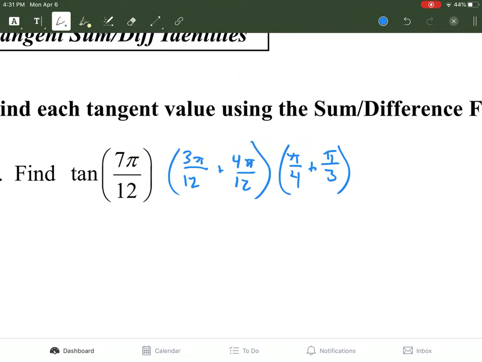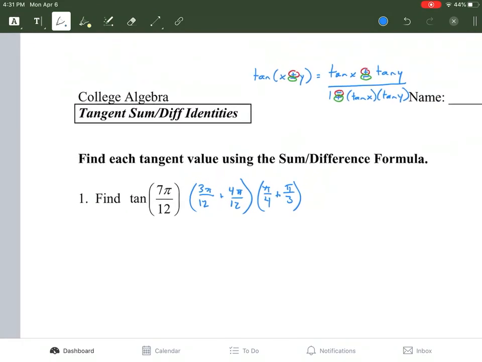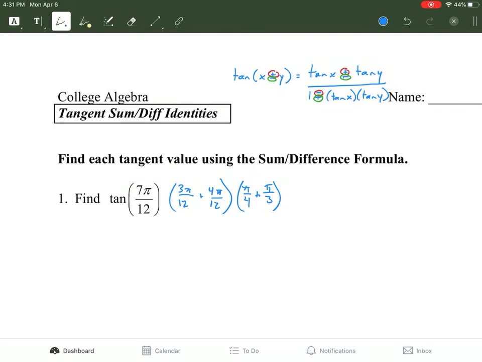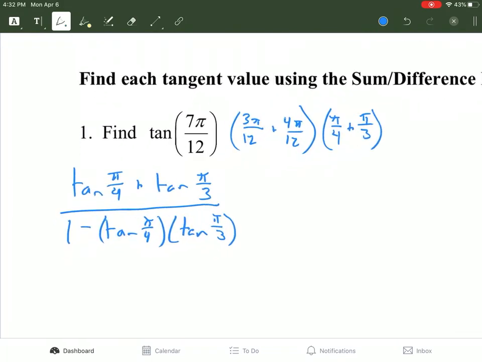All right, so now we can put this into our formula. So here we go. It's going to be the tangent of pi over 4. Now, because we're doing adding, we're going to use the red signs there. So it's going to be plus tangent of pi over 3 divided by 1. Now, because we're doing the red ones, it's going to be minus tangent of pi over 4 times tangent of pi over 3. So this is the start of our formula.